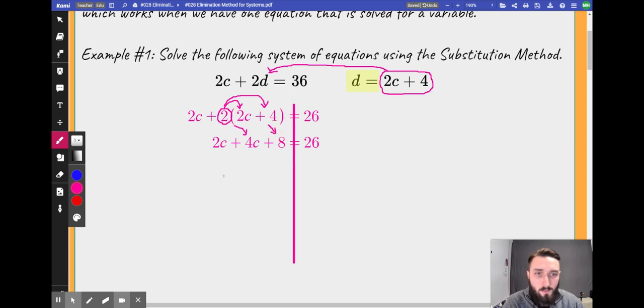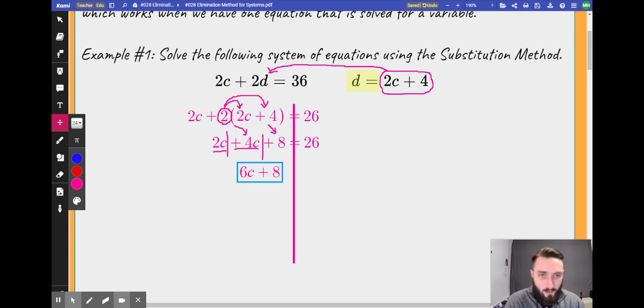So now I have this expression here. I'm noticing in this equation I have two terms that have c's in them. I need to combine them. So if we have two terms that have the same variable on the same side of the equation, they need to be combined, which means add. And I'm adding them together, so 2c's and 4c's gives me 6c's. Okay, my plus 8 just comes down, and I still have 36.